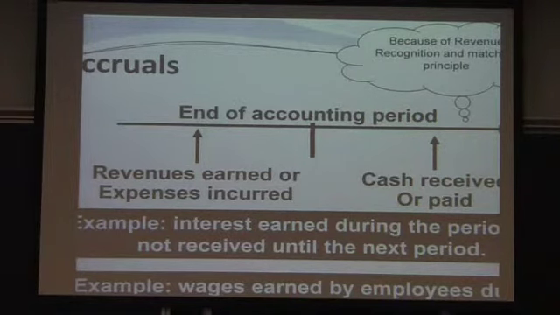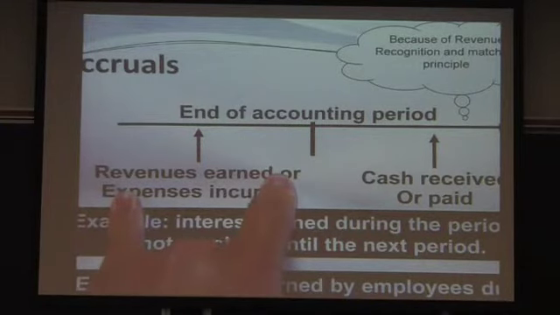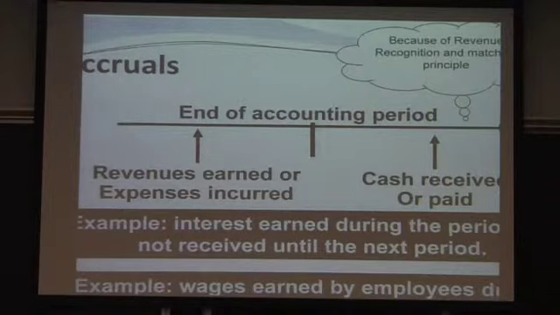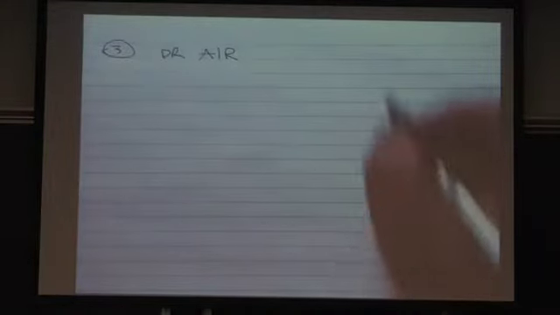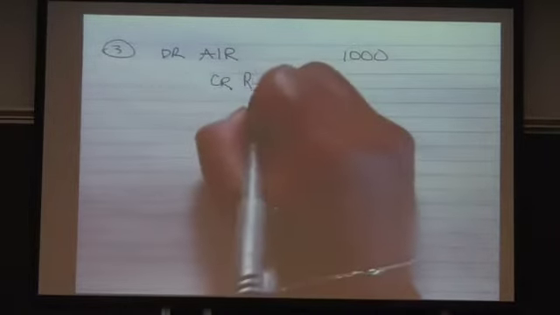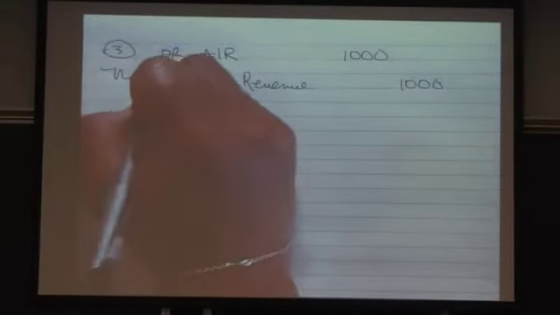And the reason why we need to capture the revenue earned in the right period is through the concept of revenue recognition. And the revenue recognition principle says we need to record revenue in the period earned. So, having said that, for item number 3, we need to debit accounts receivable, I'm going to short form that as AR, that's $1,000, and we're going to credit revenue. This is as of November 30th.